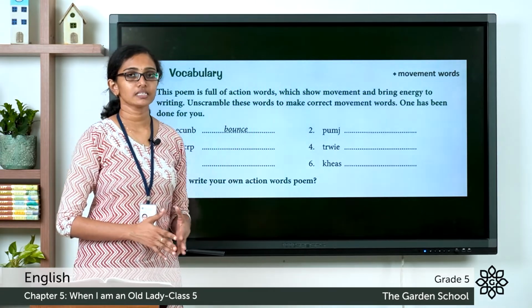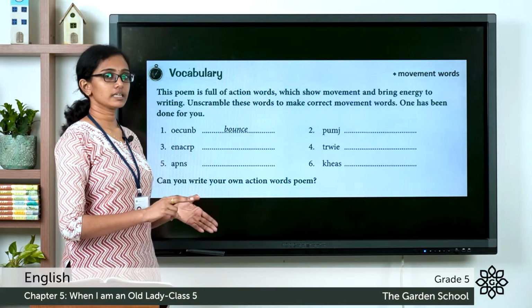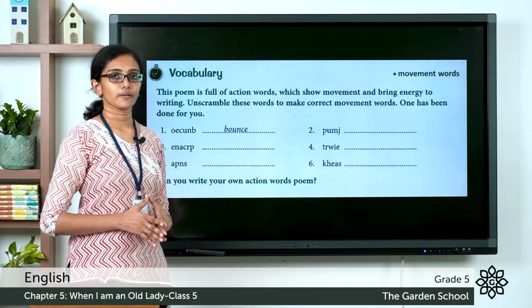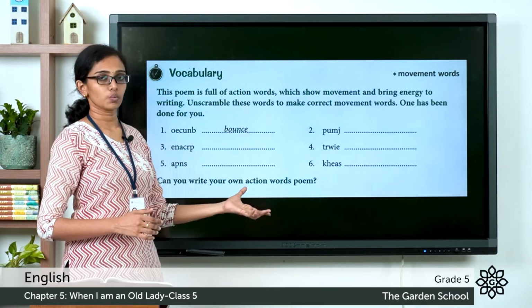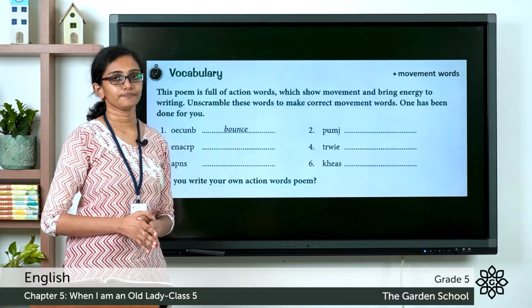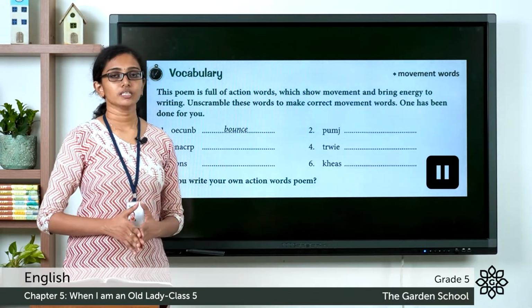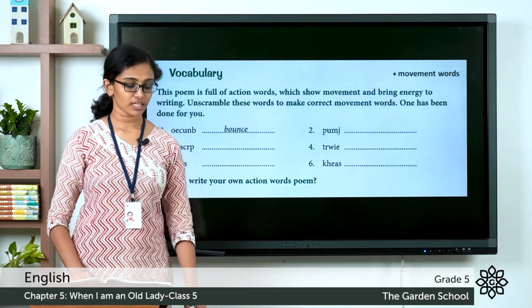Here you can see some scrambled words. The letters of the spelling are given in the incorrect order. These are all movement words as well. You have to unscramble each word to find the correct word which would be a movement word. Do this as an activity now. You can pause the video, finish this exercise and come back. Hope you are done with that. Now let's see which are the correct words.